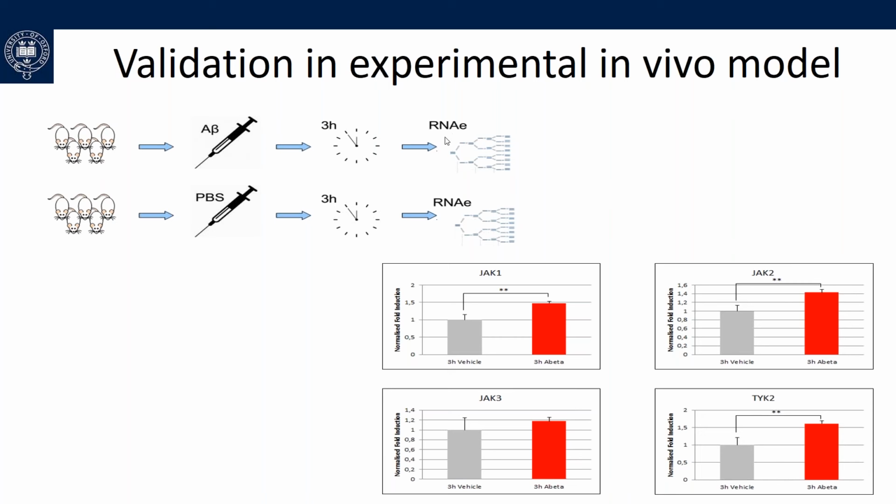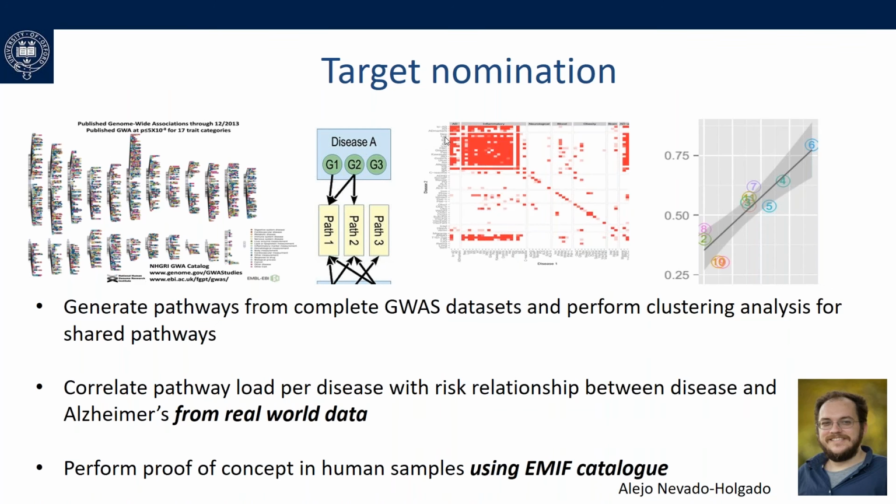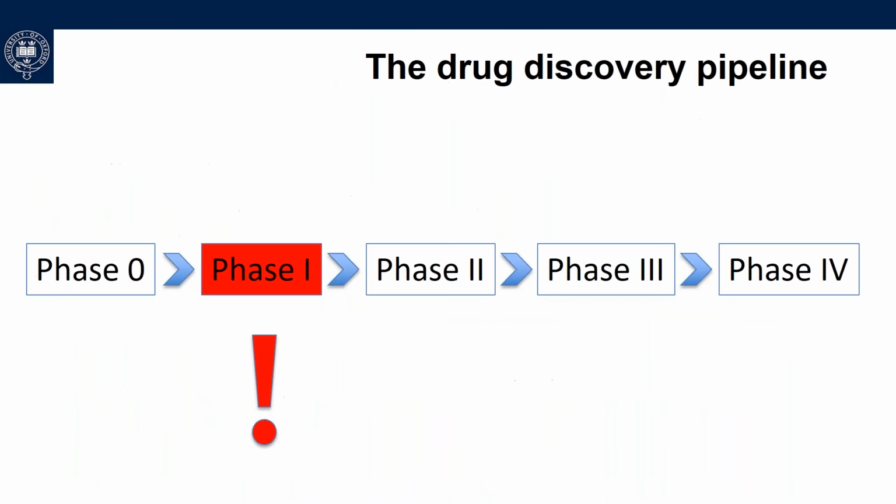Next slide. That's just a summary and a nice picture of Alejo, who did almost all of this work single-handedly. Next slide. So I've just given you 2 examples of how we're using big data analytics in phase 0 or discovery. What about phase 1 or safety?